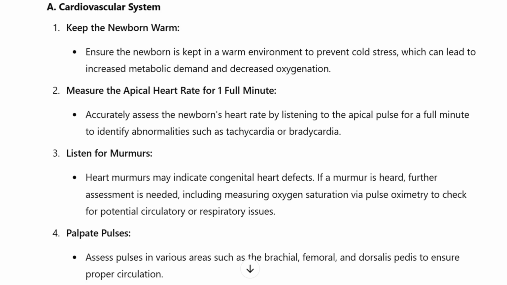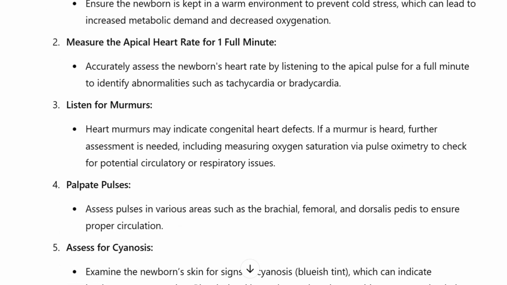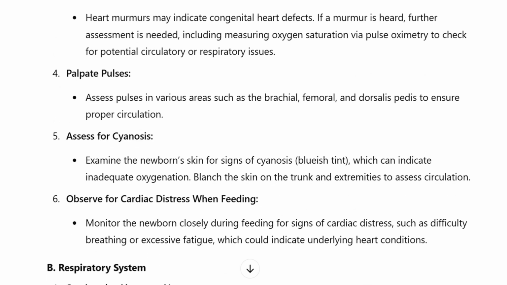as tachycardia or bradycardia. 3. Listen for murmurs. Heart murmurs may indicate congenital heart defects. If a murmur is heard, further assessment is needed, including measuring oxygen saturation via pulse oximetry to check for potential circulatory or respiratory issues. 4. Palpate pulses. Assess pulses in various areas, such as the brachial, femoral, and dorsalis pedis, to ensure proper circulation.